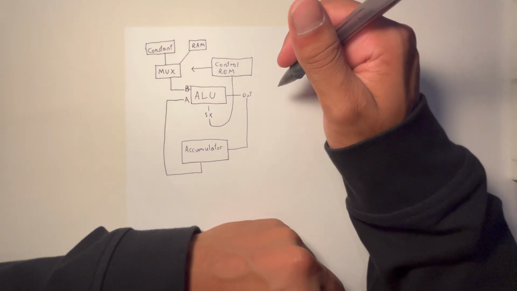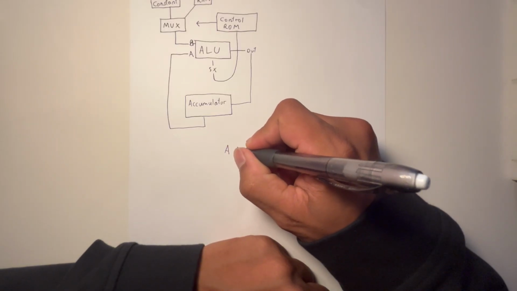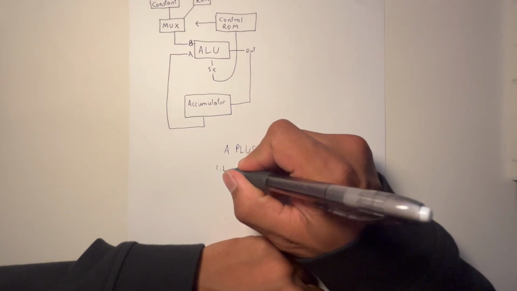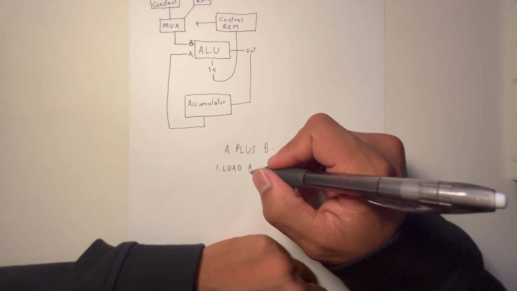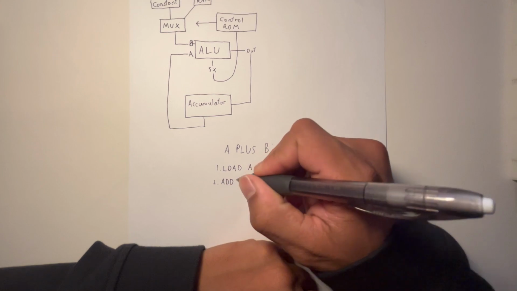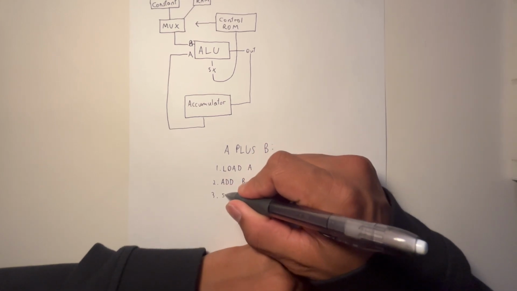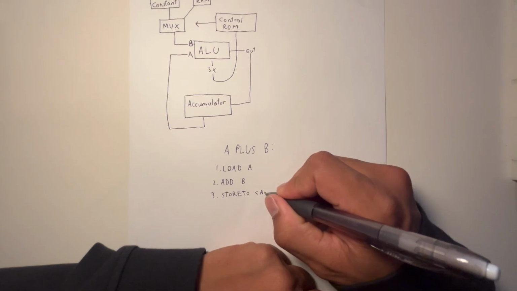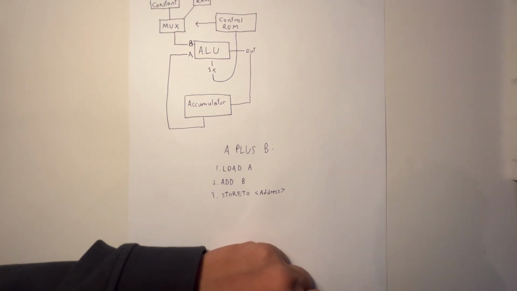For example, to add A and B together and store its result to RAM, it would take 3 Chumpinese instructions. First, A is loaded into the accumulator using the load instruction. Then B is added to A using the add instruction. Finally, the store to instruction is used to store the result to a location in RAM.